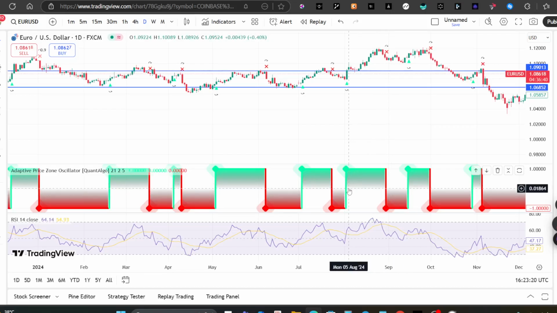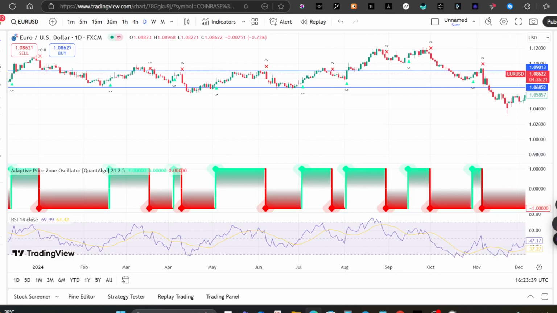Thirdly, it works across different time frames. Whether you are a scalper, day trader, or swing trader, the price zone oscillator is versatile enough to work on any time frame. From the 1 minute chart to the daily chart, this tool can help you spot potential reversals at any level of your trading strategy.